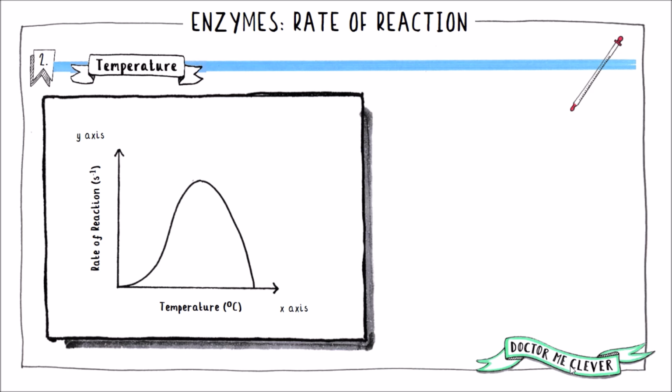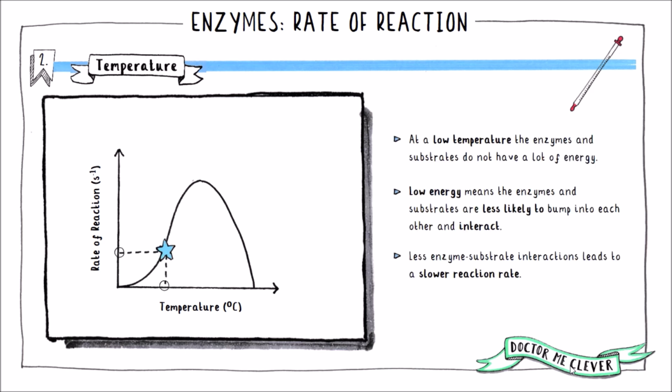like this. When the temperature of an enzymatic reaction is low, the enzymes and substrate have very little energy, and as a result they do not move around as much. This reduces the probability of an enzyme colliding with its substrate and reacting.